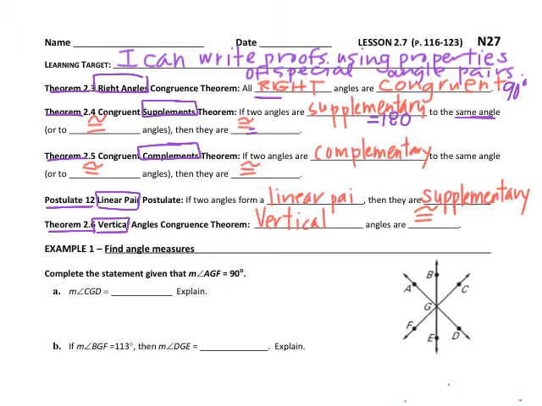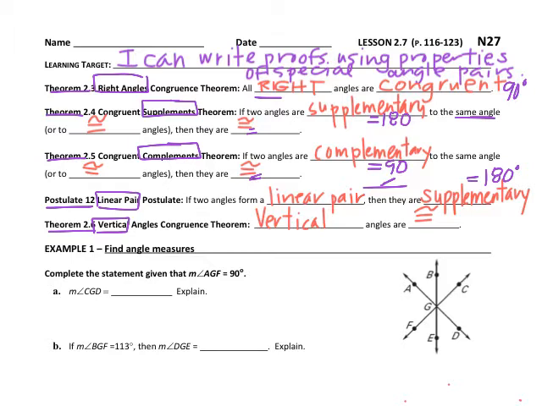The congruent complements theorem says if two angles are complementary, so if the two angles add up to 90 degrees, and they're complementary to the same angle or to congruent angles, then those angles are congruent. Postulate 12, the linear pair postulate: if two angles form a linear pair, remember those are the ones that are shaped like the letter Y, and in a very rare form they would form a letter T, then linear pair angles are supplementary. Again, they add up to 180 degrees.